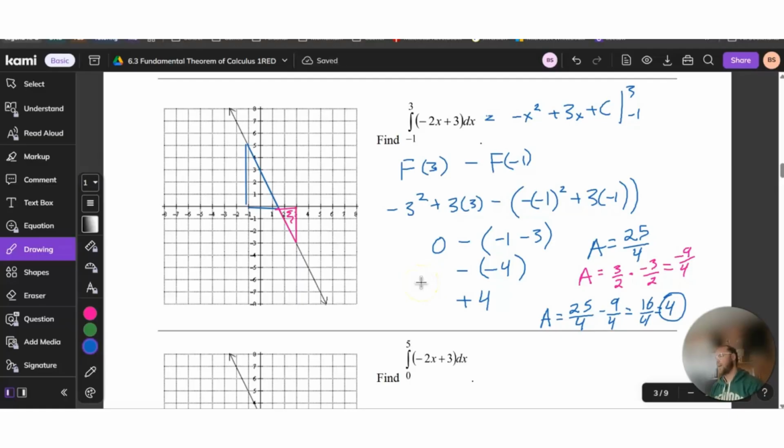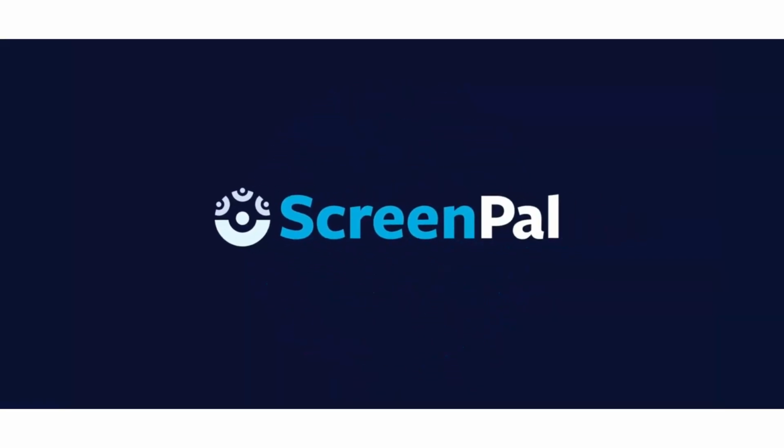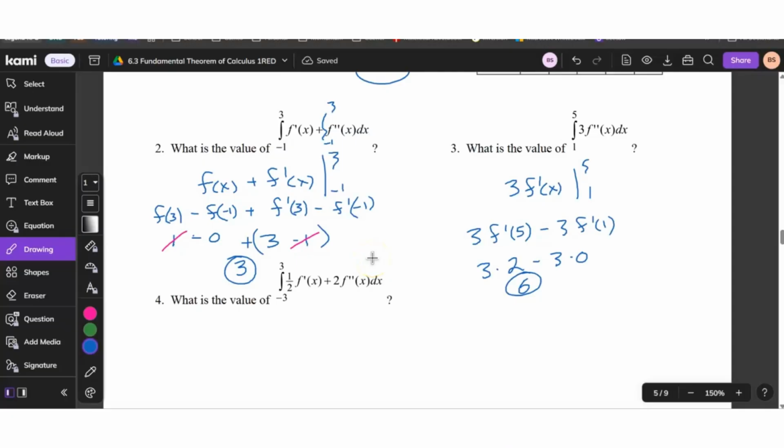Now, here's the thing, you guys. Right now, these are about the same, right? It's not that hard to find the area. It's not that hard to do it with the equation, the fundamental theorem of calculus. What if I have a curve? All right, it cut off real quick there, but it is negative 6.